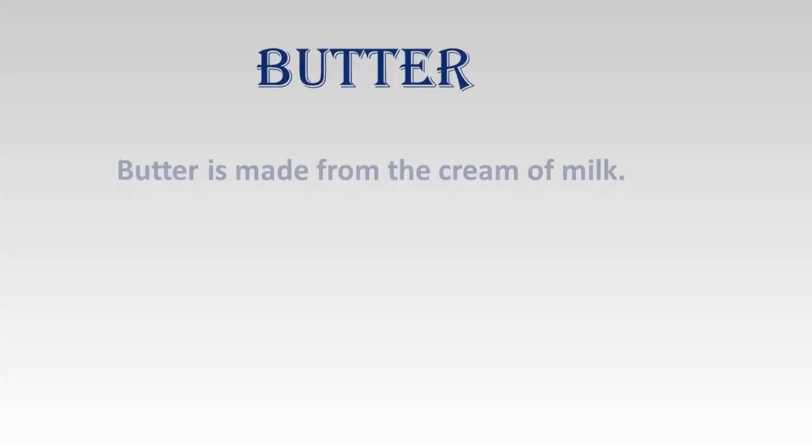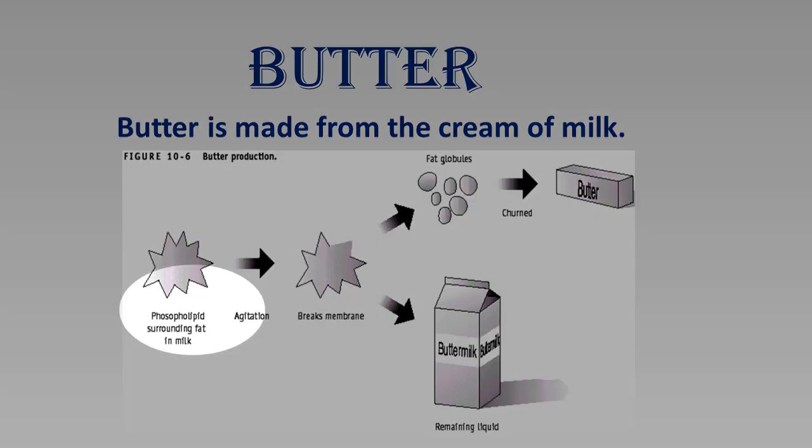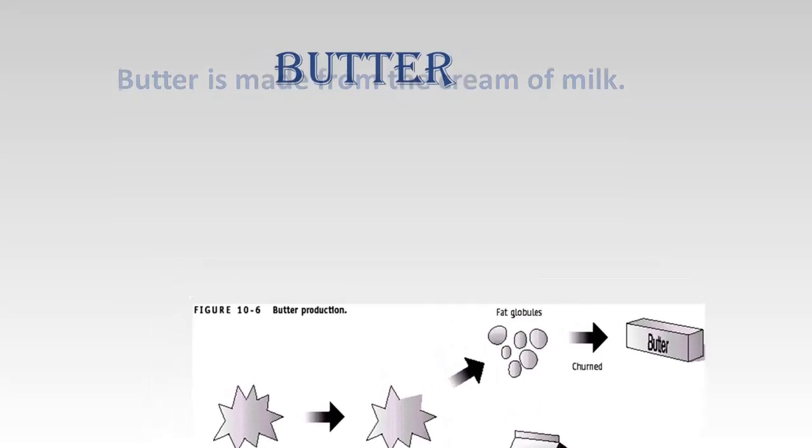Let's see one practical example, that is butter. Butter is made from the cream of milk. During agitation of milk, the phospholipid layer surrounding the fat molecule breaks. Then the bigger molecule is converted into smaller molecules called fat globules. This fat molecule undergoes the churning process and forms butter. The remaining liquid formed during this process is called buttermilk.